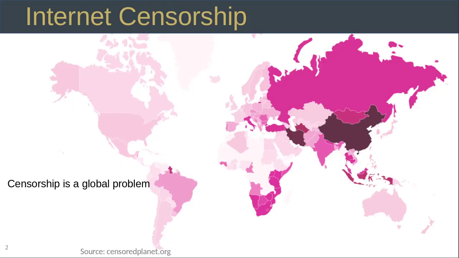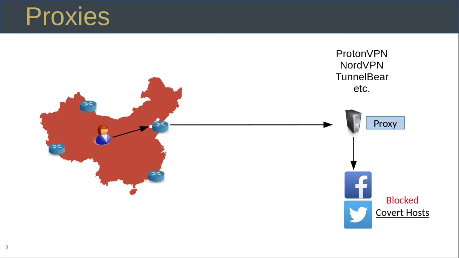So, censorship on the internet is a global problem today, affecting the free flow of information and journalism around the world. Now, one of the most common ways to get around censorship is using something called a proxy or a VPN. And what this allows users to do is connect to a host external to the censoring network and tunnel their traffic so that the proxy host makes requests on their behalf, allowing them to access content that would otherwise be blocked.